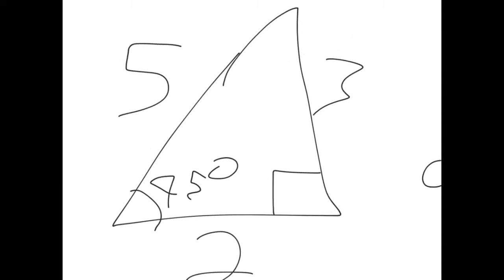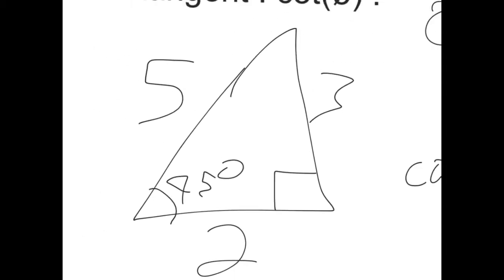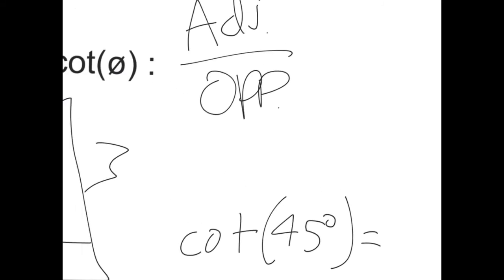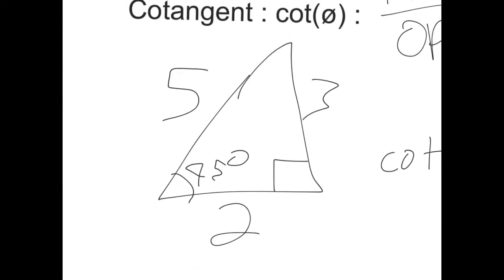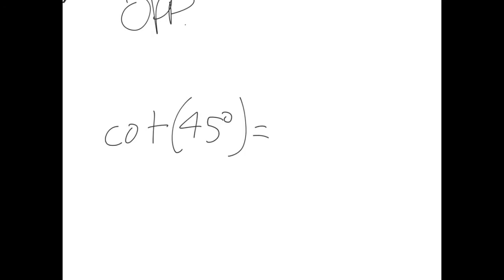So now, as you can see here, we have 45. So now we're trying to find adjacent over opposite. So the adjacent angle, well, we know the opposite would be 3. And this is the hypotenuse. So that means the adjacent angle will be 2. Because we know it's not the opposite angle, because opposite of 45, and we know it's not the hypotenuse, because it's opposite of the right angle. So that means the adjacent has to be 2.